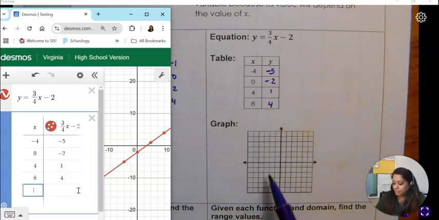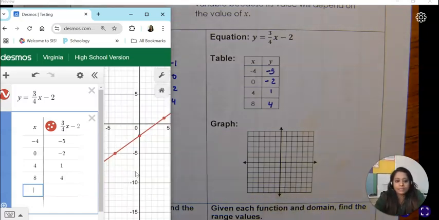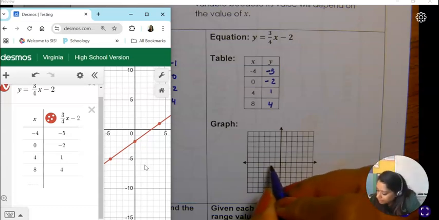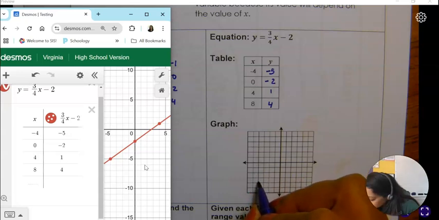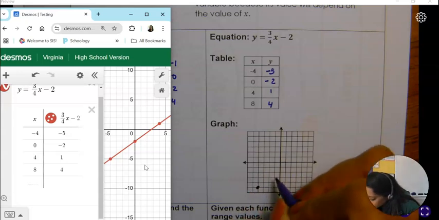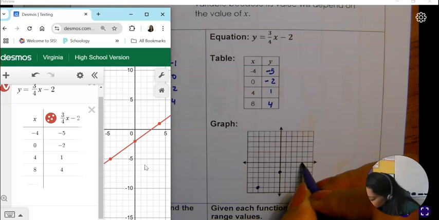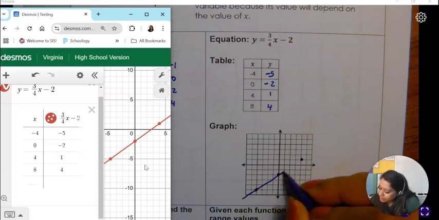And I mean, Desmos beautifully graphs the points for me as well. You can zoom in and out. -4 goes to -5, 0 goes to -2, 4 goes to 1, and then 8 is off the graph, so I won't graph that one, but that's what that is. So we can connect the graph, and then we have it right there.